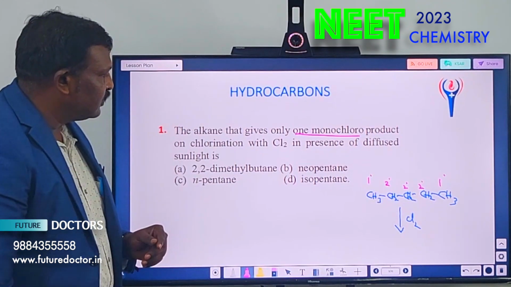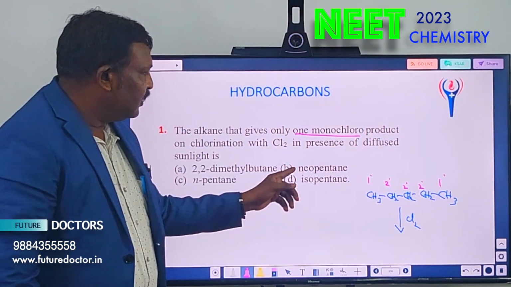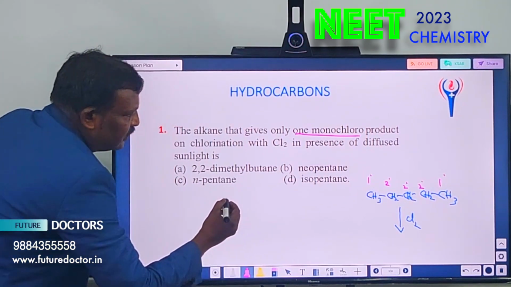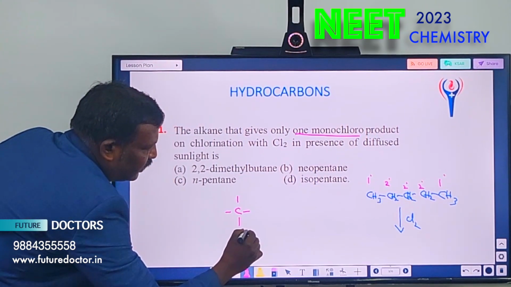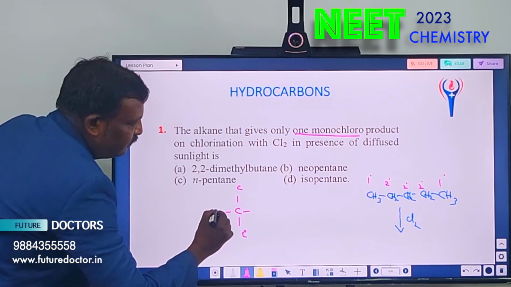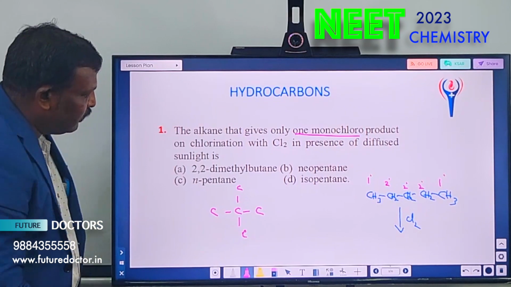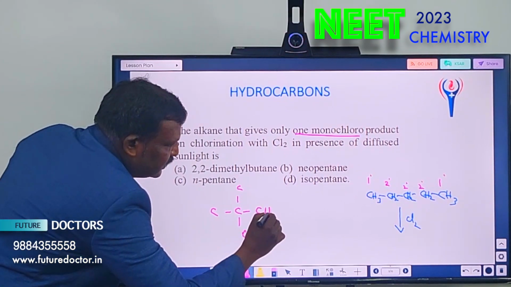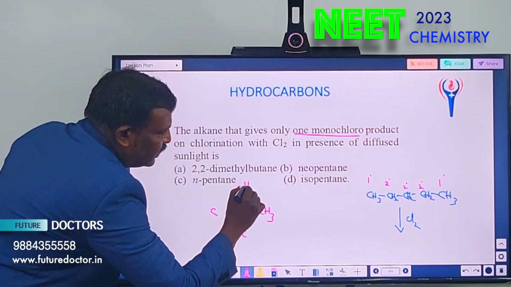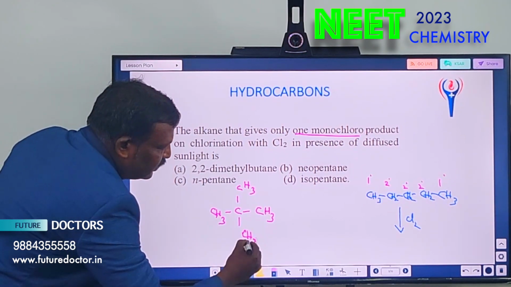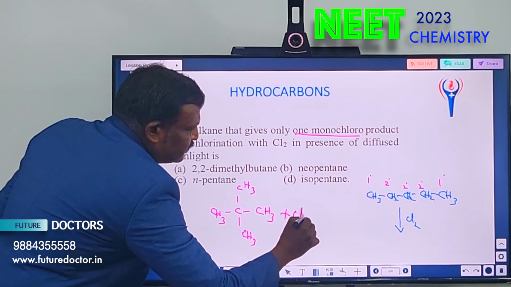So which kind of alkane do we have to select? Suppose I select neopentane. What is neopentane? Around the carbon atom we have 4 carbon atoms. This is called neopentane. We have 5 carbon, so around the central carbon atom we have 4 carbon atoms. Now we can fill by hydrogen, so this is CH3, this also CH3, and this also CH3.